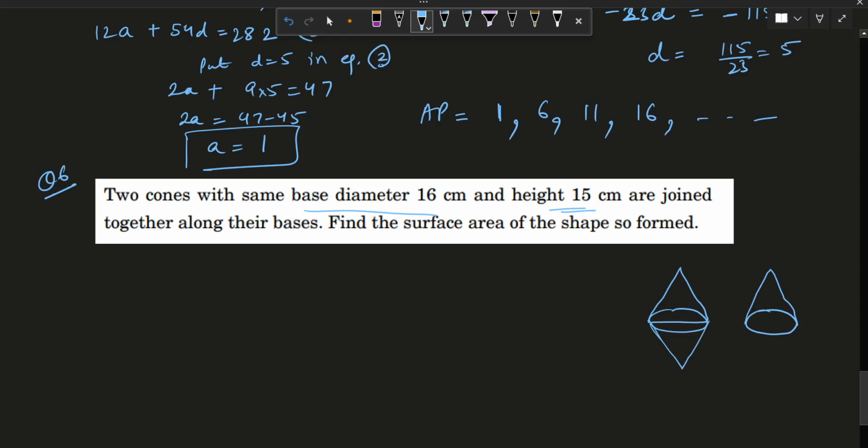Base diameter is given to you. How much is the diameter given? 16 centimeters. So from here you can get radius 16 by 2, 8 centimeter. And height is given to you as how much? 15 centimeter. Okay. So you have height as 15 centimeter.